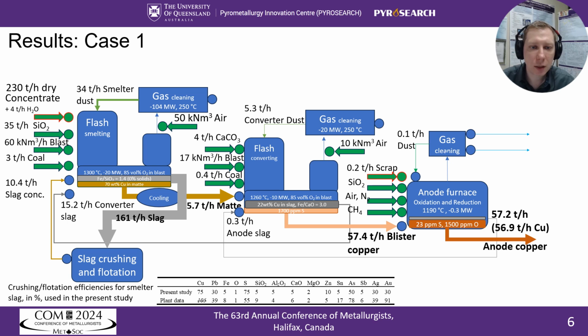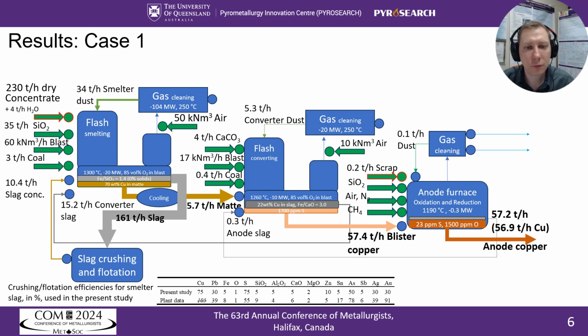To simplify the model, the dust generated in the converter is recycled to the converter. The last stage is anode refining, which is achieved in 2 steps: further oxidation of sulfur and then reduction of the oxygen from blister copper using methane. Small heat loss and small generation of slag is predicted. The slag is sent to the converting stage.